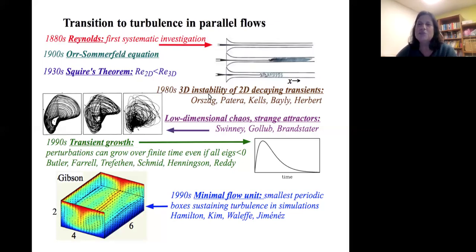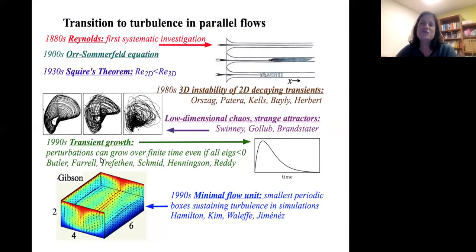And there were names like Orszag and Patera, Kells and Bailey, and they said maybe it's a 3D instability of a 2D flow. Then I went to Switzerland, where I met Mike Schatz, and there they were saying that it was a chaotic attractor. You may have seen these pictures, either in history books or in Predrag's course or something, a chaotic attractor. That was all the rage.